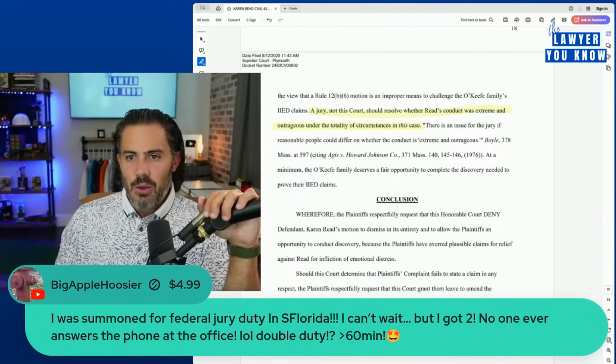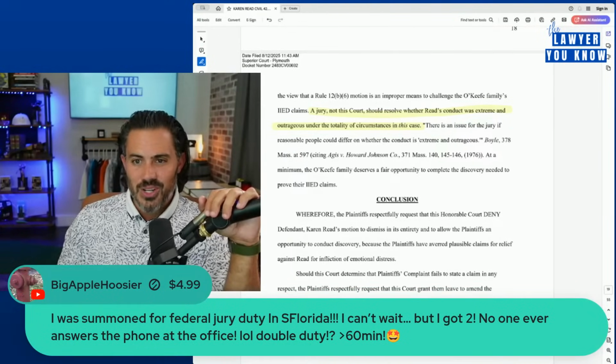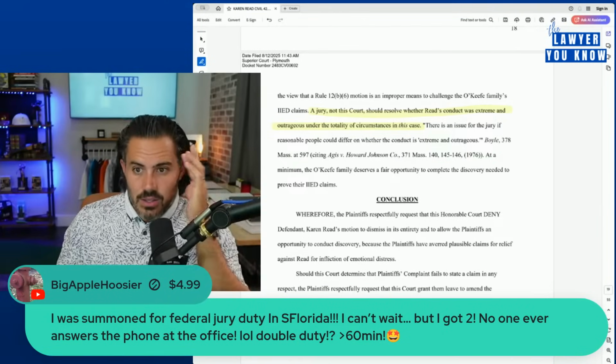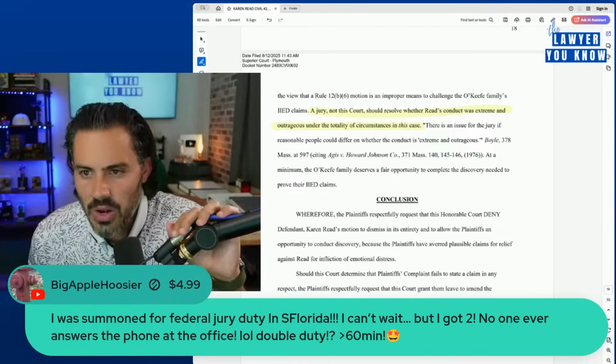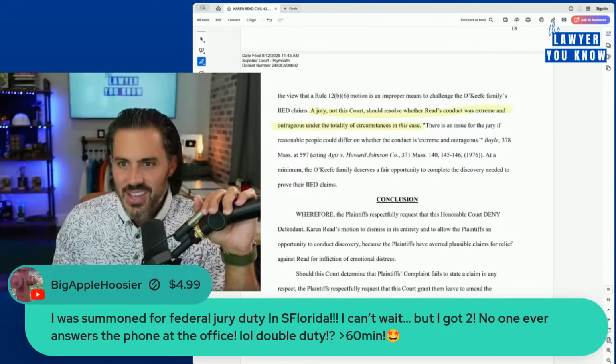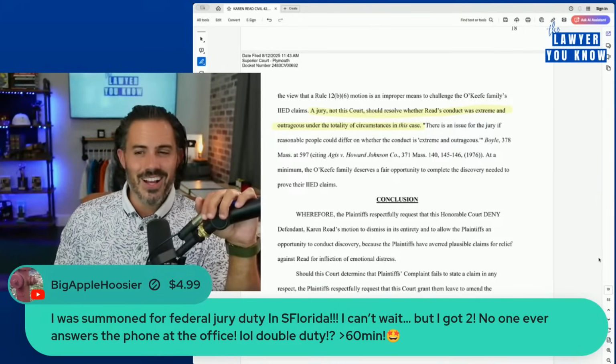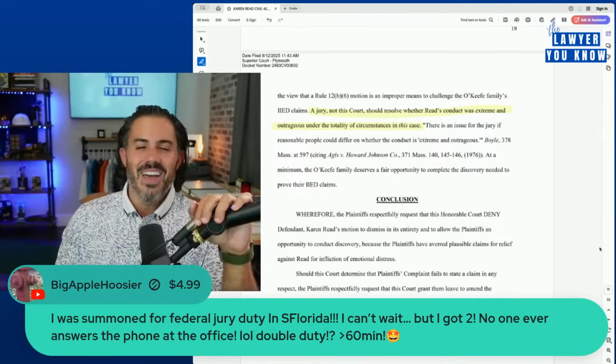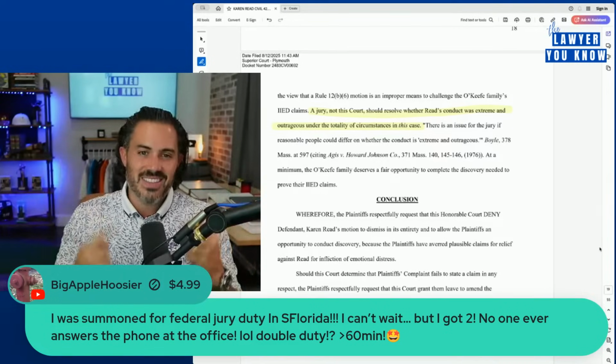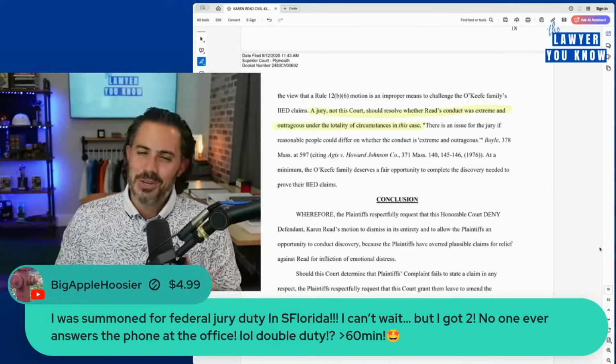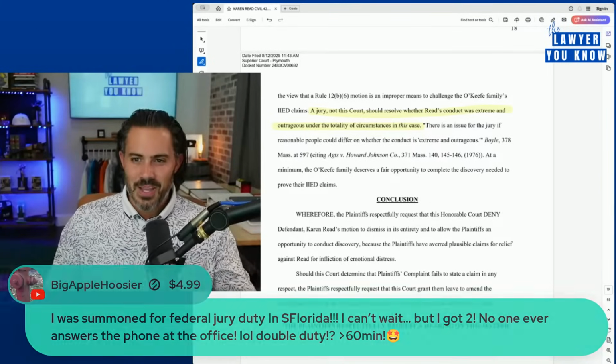Big Apple Hoosier, I was summoned for federal jury duty in South Florida. I can't wait. But no one ever answers the phone at the office. LOL, double duty. No, you're not going to have to do double duty, but yeah, you're going to want to figure that out. If you show up on the first date that you have, you can tell them there, they'll get it sorted. But the government moves slowly sometimes.